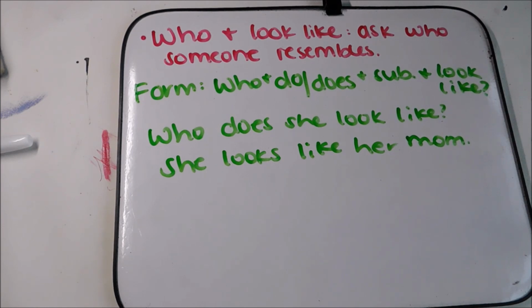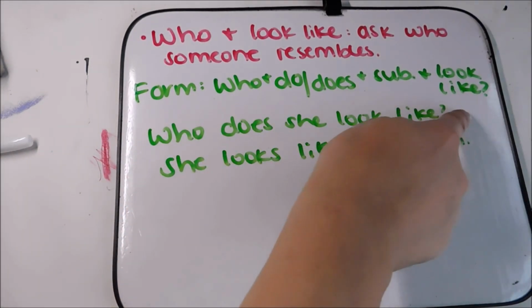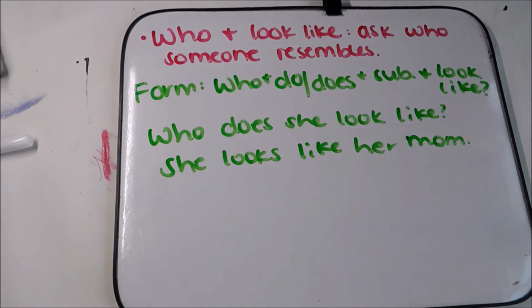The next one is who together with look like. And this one is to ask who somebody resembles. The form is like this: who, do or does, the subject, look like. And the example is, who does she look like?